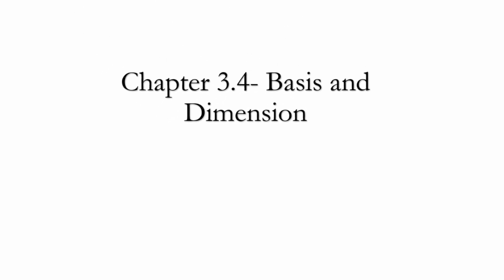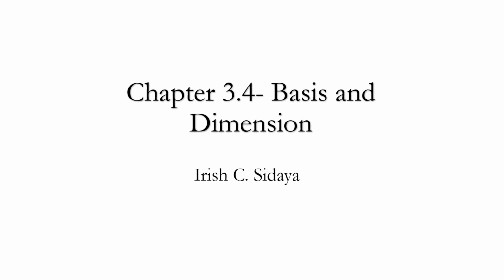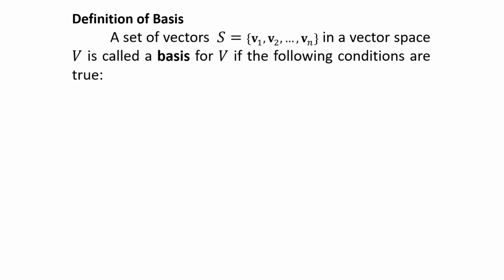In this video, we will discuss the basis and dimension. First, let us define a basis for a vector space. A set of vectors S containing v sub 1, v sub 2, up to v sub n in a vector space V is called a basis for V if the following conditions are true. First, S spans V and S is linearly independent.